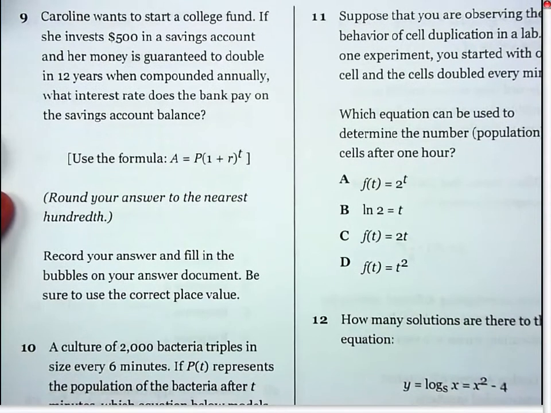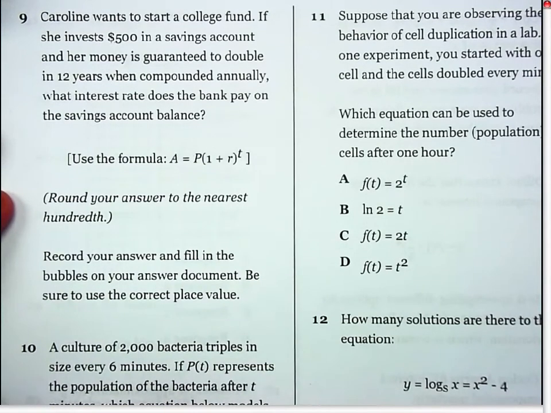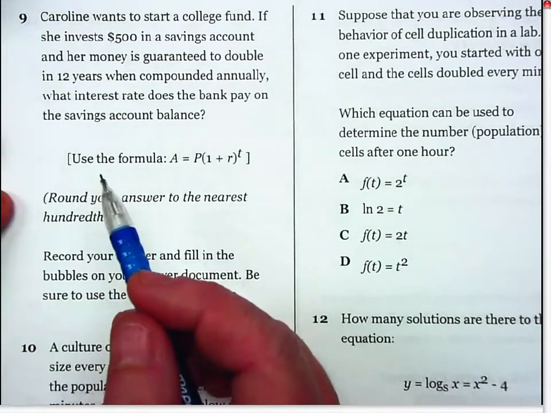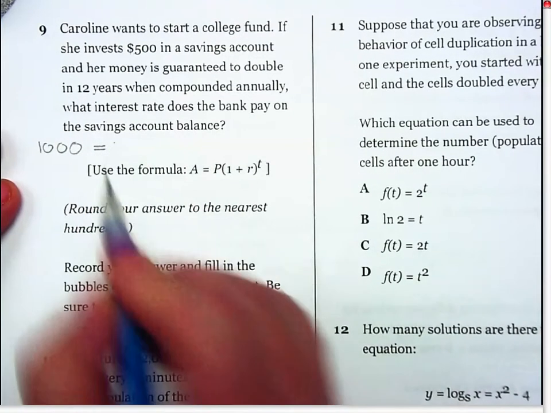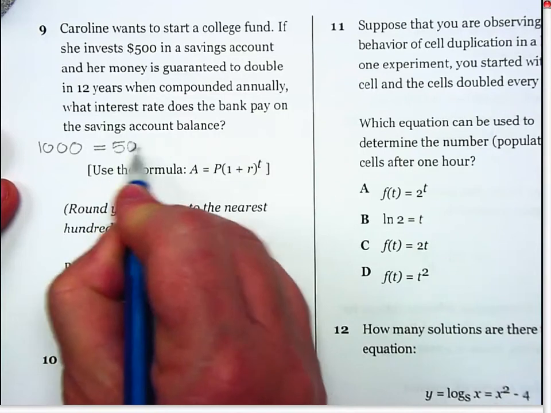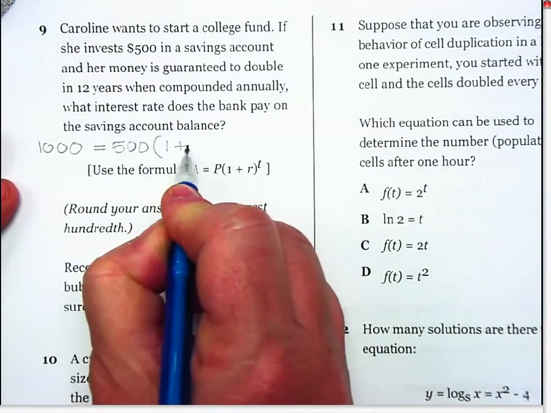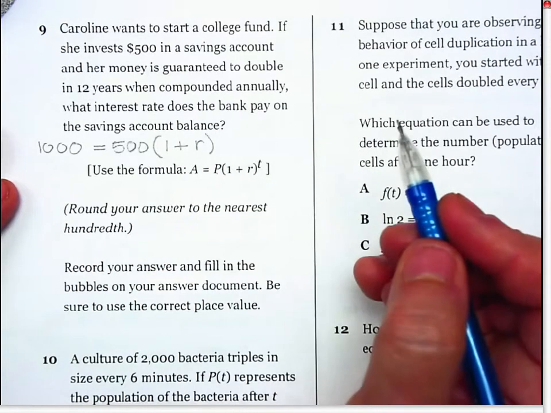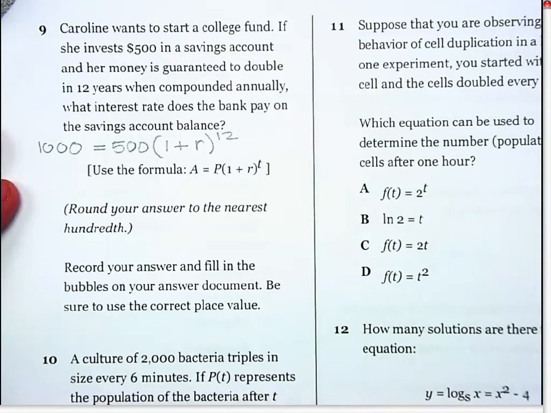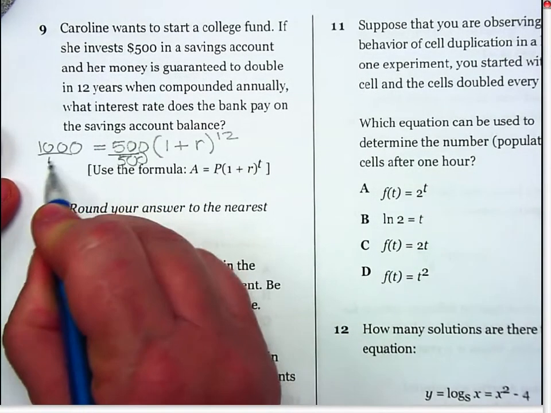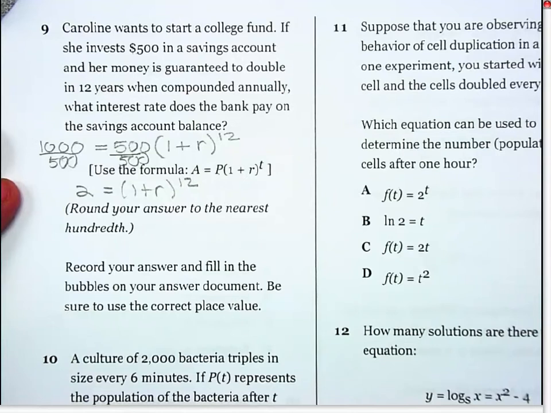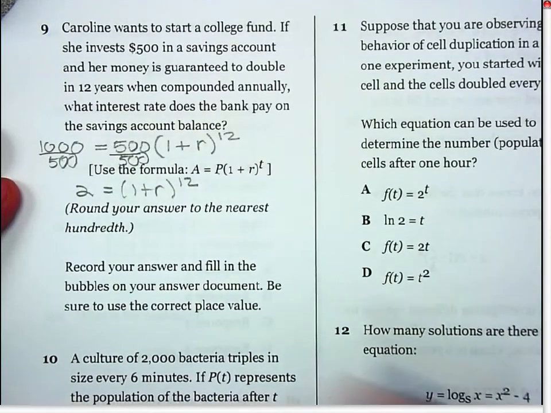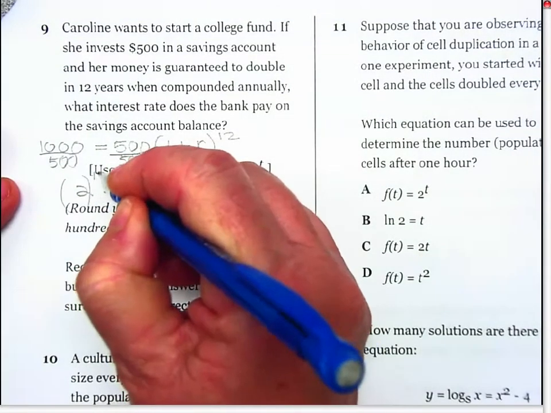So this is what you're going to do. 1,000 equals 500. Why are you putting 1,000 in there? Because it's double. You want the $500 to double, so 1,000 equals 500, the principal or the original amount, times 1 plus r to the 12. Good. Now what? Divide by 500. So you get 2 equals 1 plus r to the 12. To the 12. Did we do this together? Yeah, on the board.